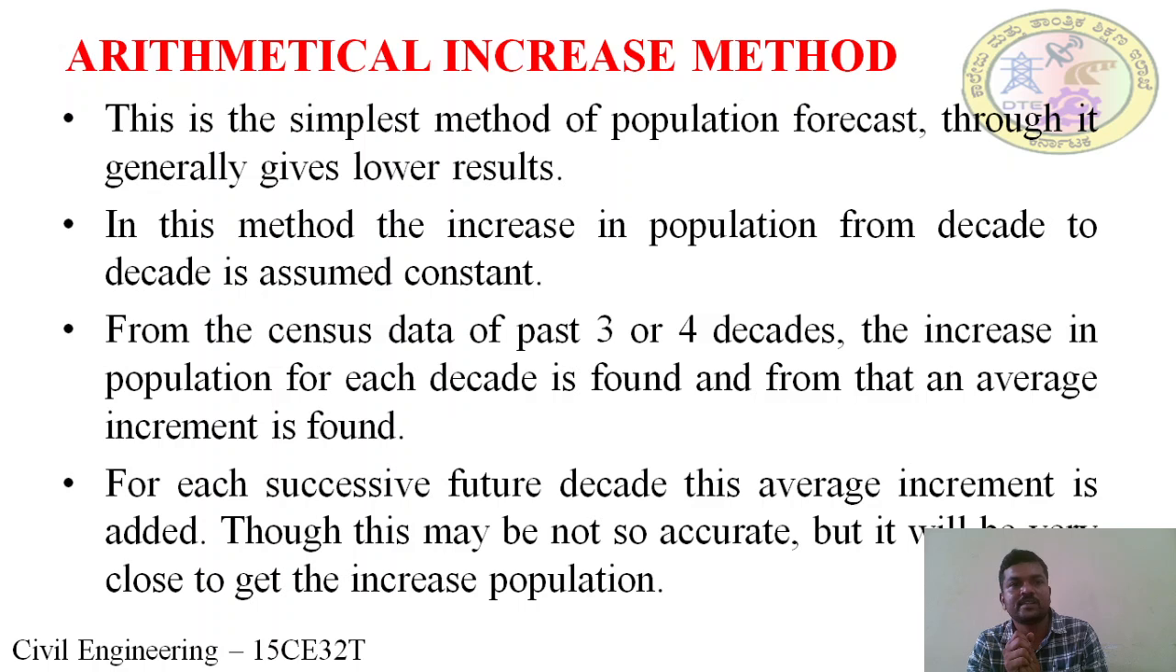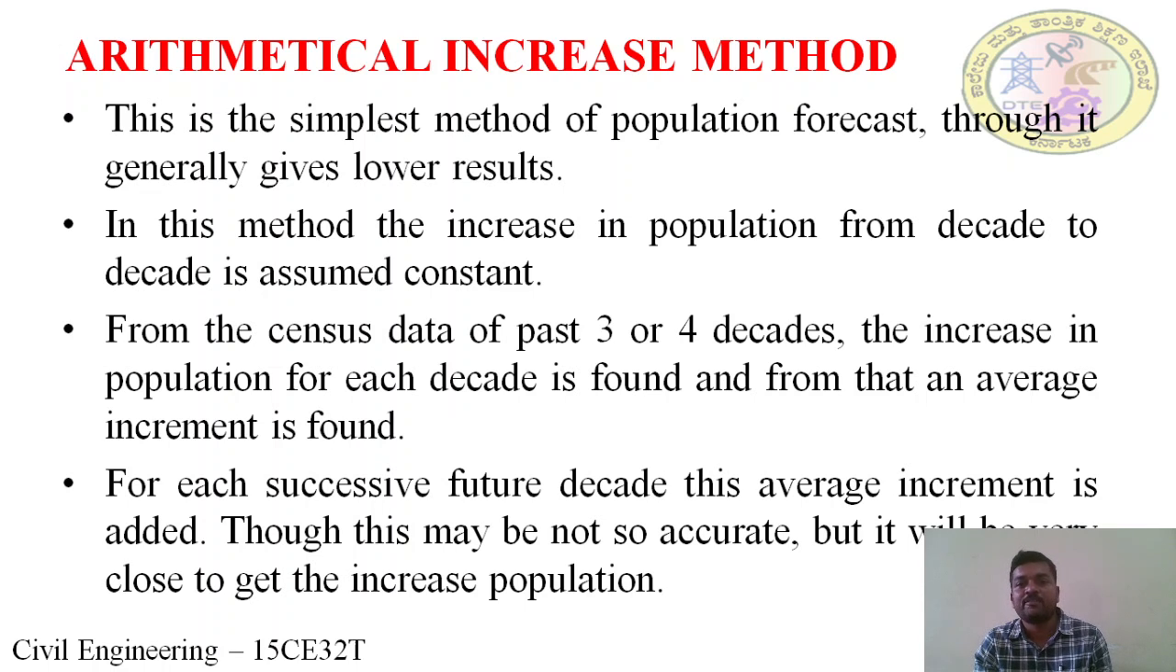After knowing the various methods of population forecasting, the first method is the arithmetical increase method. This is the simplest method of population forecasting, even though it generally gives lesser results. In this method, the increase in population from decade to decade is assumed constant. The rate of increase in population with respect to time is considered constant. That is, dP/dt is equal to a constant.